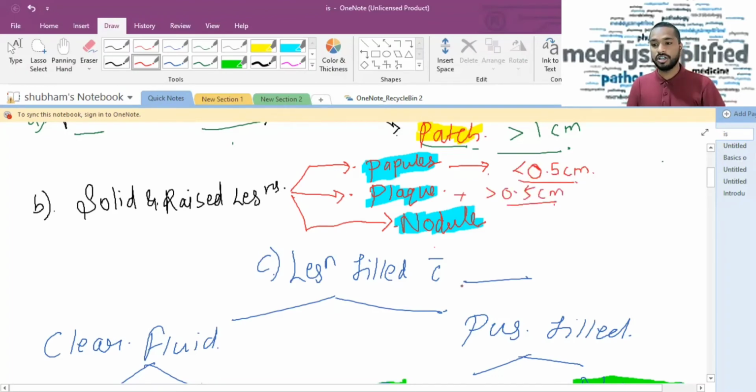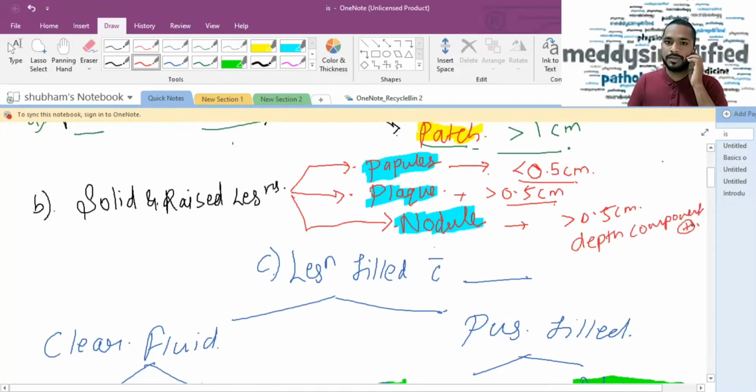So when it is called a nodule? It will be called nodule if the size is more than 0.5 centimeter, and along with this, it has a depth component. So if it has a depth component present and it's a solid and raised lesion, more than 0.5 centimeter in size, it is called as nodule. Less than 0.5 centimeter, papule. More than 0.5 centimeter, plaque.